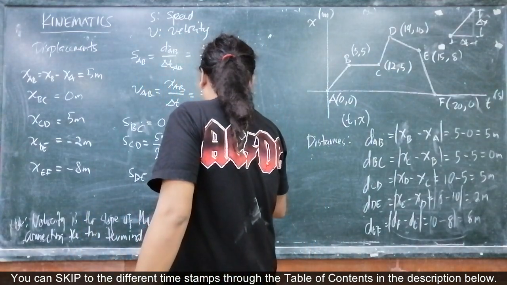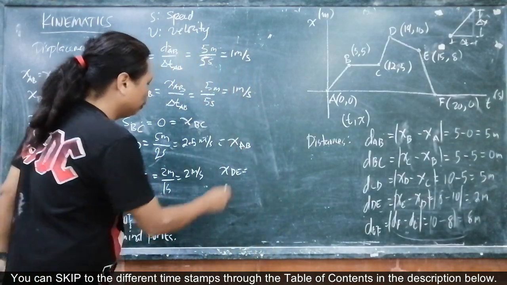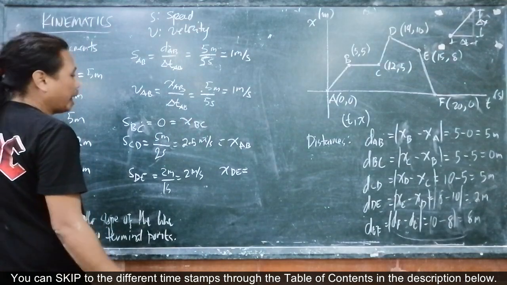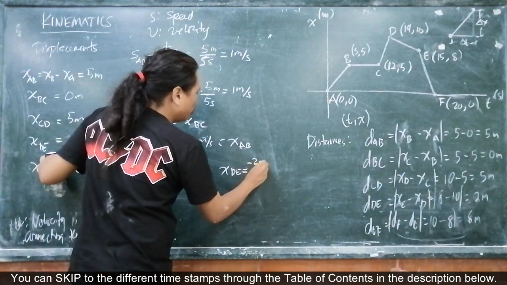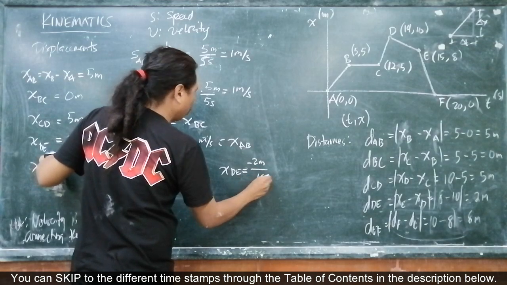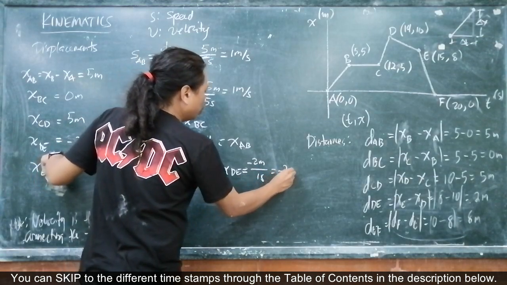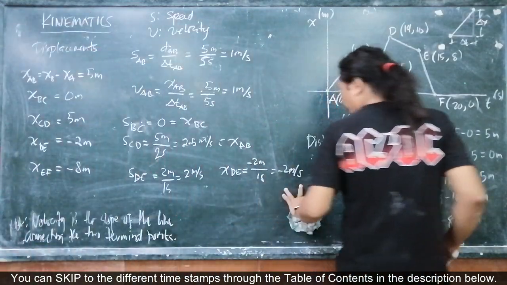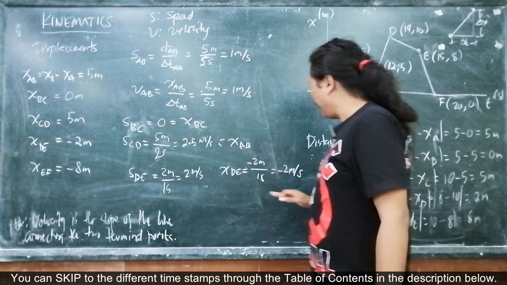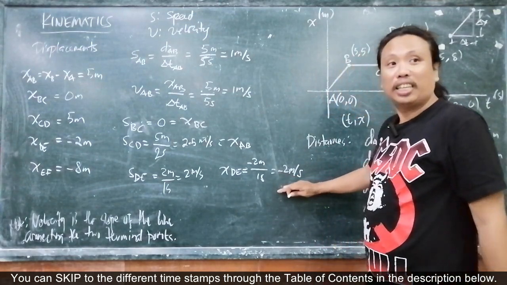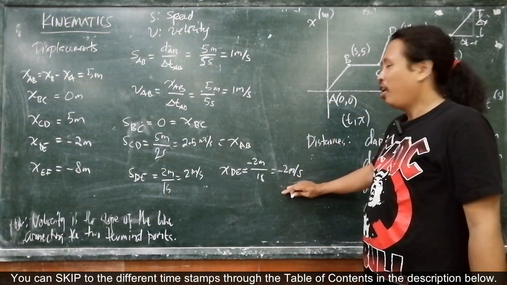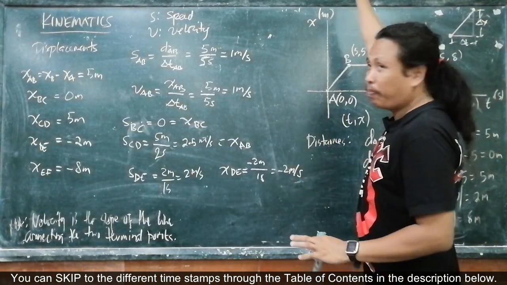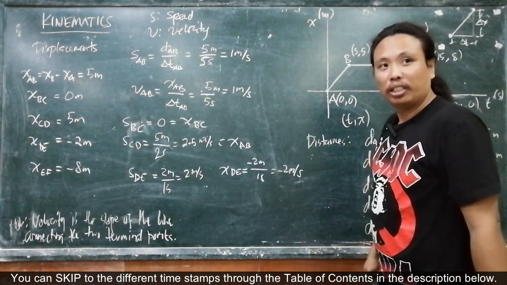But XDE would give us what? XDE, which is negative 2. This is negative 2 meters per second. This is 2 over 1 second. So you will have negative 2 meters per second. So how do we interpret these two differences? Meaning that in this case, XDE, we are now traveling at 2 meters per second towards the, well, if this is up, then on the downward direction, right?